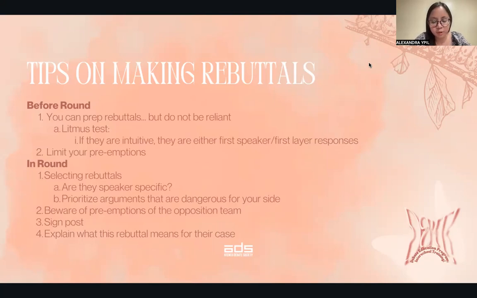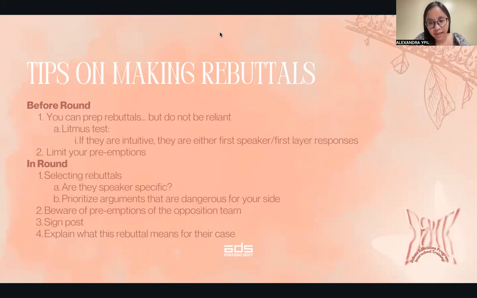Secondly, beware of preemptions of the opposing team. Sometimes teams might prepare for your rebuttals. Preemptions are generally rebuttals to your rebuttals. So if they have preemptions, listen to them, and respond to them first.